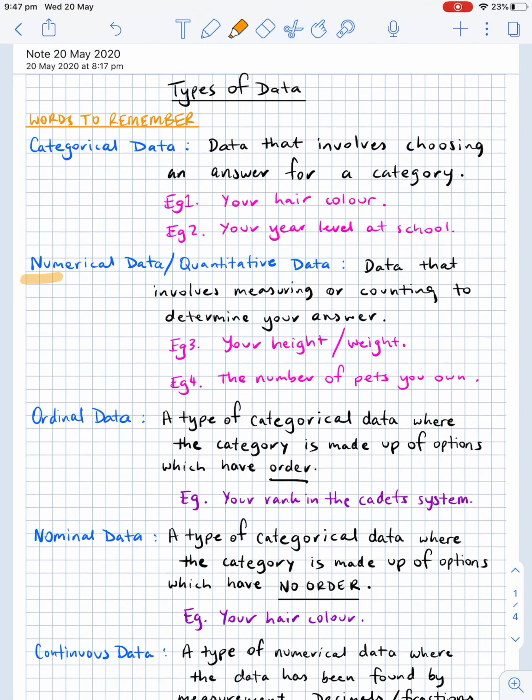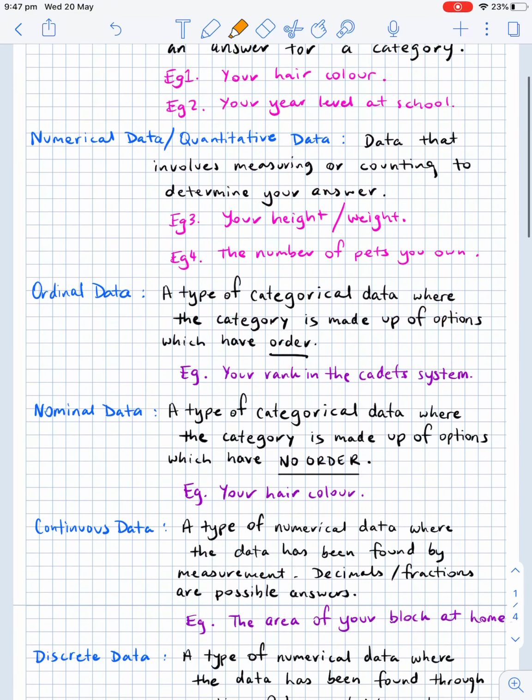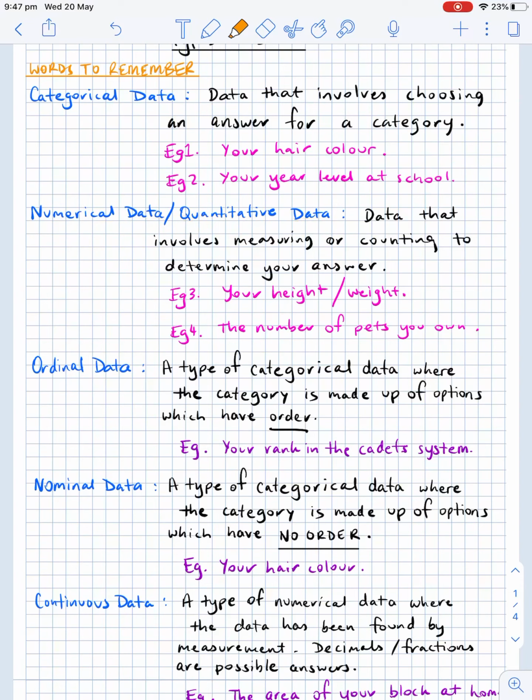The next type of data is numerical data or quantitative data. We can use either one of these words, they mean the same thing. That is data that involves measuring or counting to determine your answer to the question. So, for example, the survey question could be, what is your height or weight? That would involve measuring something to determine the answer. You've got to measure your weight or measure your height. Another example could be the number of pets you own. That's where you have to pretty much count to determine your answer. You've got to count the number of pets that you have. So that would be considered in this sort of data type.